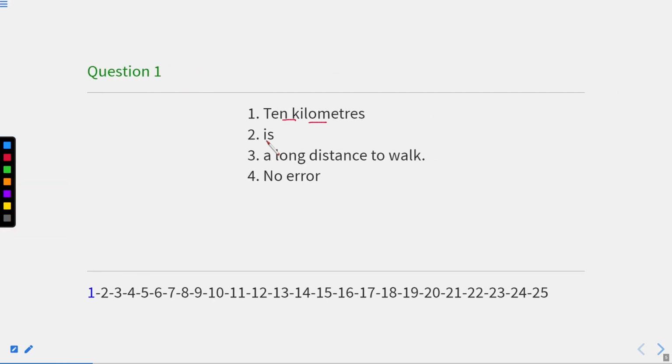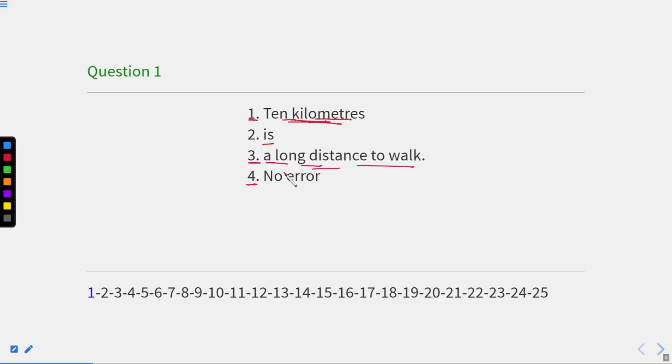10 kilometers is a long distance to walk. As you can see in this question, this is the first part of the sentence, this is the second part, this is the third part, and this is the fourth part. If we see all the parts one by one, for example, 10 kilometers, yes, we can write 10 kilometers, because 10 is a numeral, and after that we need to write a plural noun only. So this is kilometers. Is a long distance. Here we have used a singular verb, whereas we are talking about 10 kilometers, which is plural.